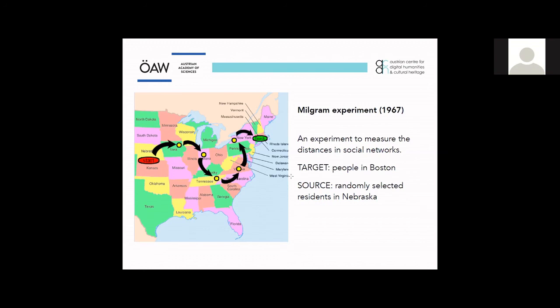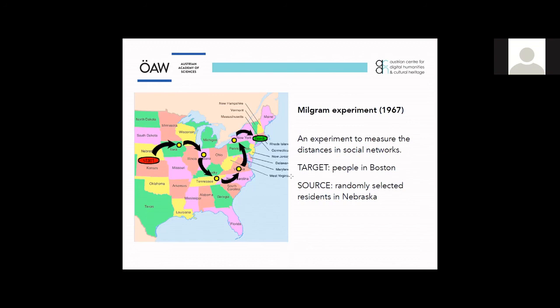So this is an experiment that was made by Milgram. He selected a sample of people living in Nebraska, and he asked them to try to reach a person in Boston. They had to send a letter to a person that they thought to be connected, or to be closer to the final person in Boston, and to keep trace of this path, he asked them also to send him a notification of this sending, let's say.